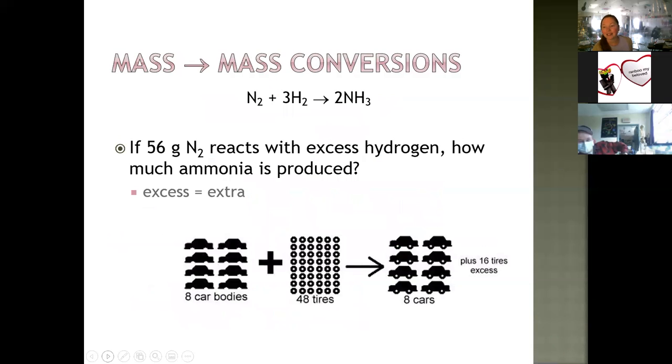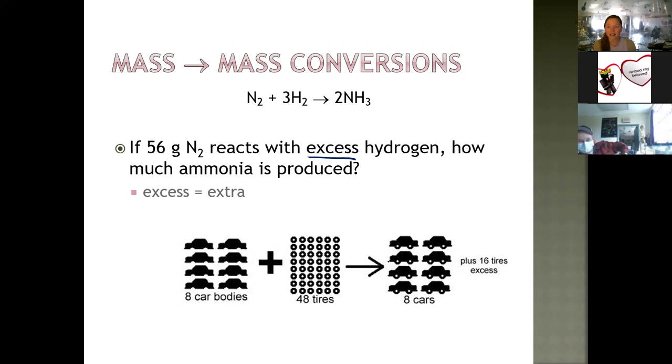I'm going to throw in just a little bit of a vocabulary word here that we're going to talk about more next class. Sometimes in these questions, you're going to hear that you have excess something. That just means that you have more than you need. So if a question said 56 grams of nitrogen gas reacts with excess hydrogen, that just means I don't need to worry about running out of hydrogen.